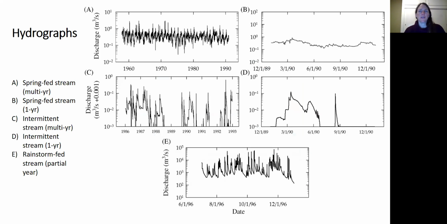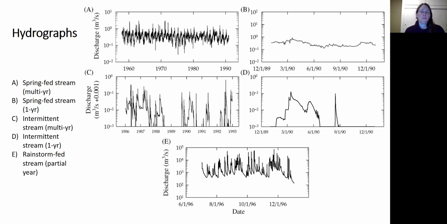But you can also look at hydrographs over longer periods of time. So in panel A, you can see a hydrograph that goes over many, many decades. And it shows you variation in stream flow discharge, which is how much water is flowing out of a stream, for a spring-fed stream. So you can see it's relatively steady, but it oscillates around a mean. And then in B, you can see what a spring-fed stream hydrograph would look like for just 1 year. And so you can see, again, there's a lot of steadiness and some oscillating around the mean.